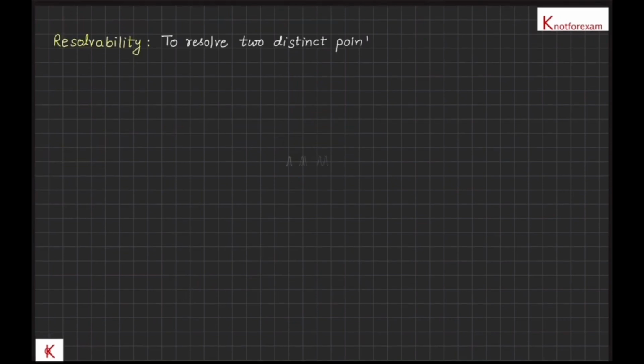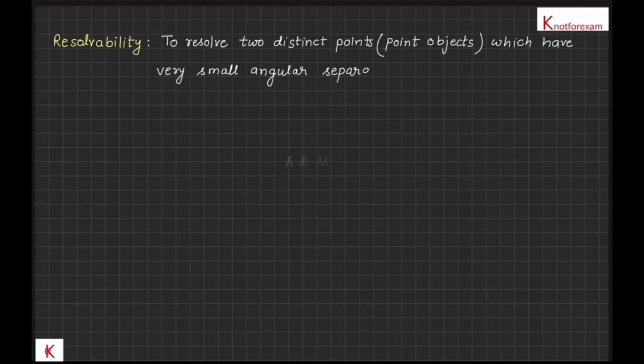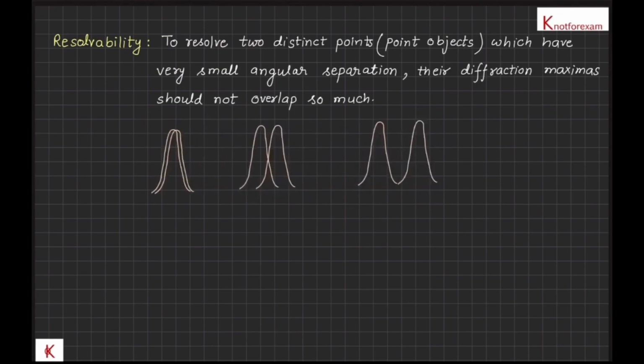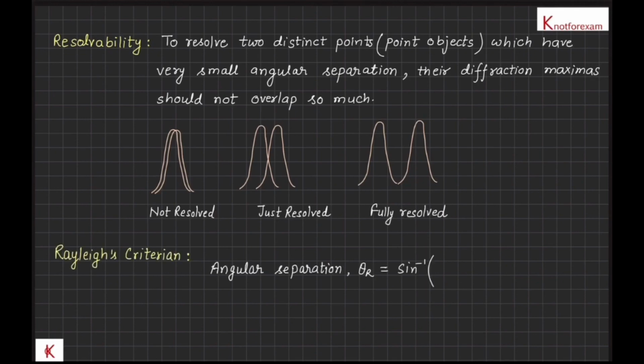To resolve two distinct points or point objects which have very small angular separation, their diffraction maxima should not overlap so much, which can be understood from the following examples, showing the situations when two maxima are not resolved, just resolved, and fully resolved. For this, the Rayleigh criterion quantitatively gives the relation for resolvability or resolving power. For angular separation, theta r is equal to sin inverse 1.22 lambda by d. Central maxima of one coincides with the first minima of the other.